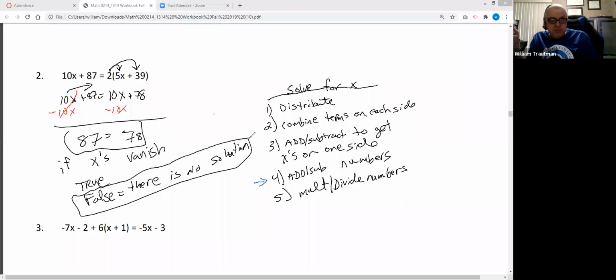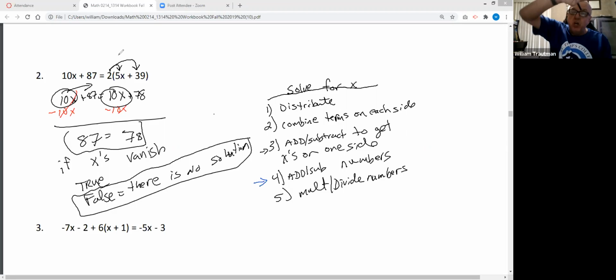Alma, why did you say divide? No, we're on step 3. Add or subtract to get the x's to one side. I have an x over here and an x over here, but they're both 10x's. When I subtract the one 10x to the other side, 10x minus 10x is 0. They all disappear. And this is a special situation.